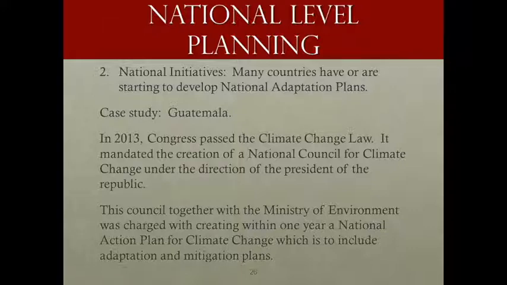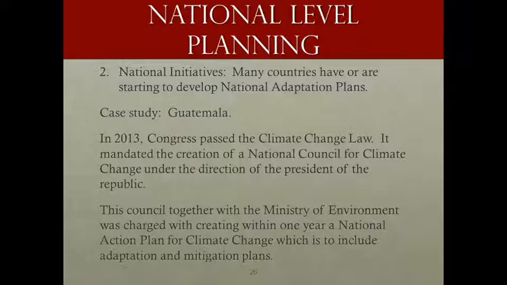And the law also mandates the country to create a national plan for climate change. And that national plan should include an adaptation plan and a mitigation plan. And so, at least for Guatemala, we have an internal law that mandates that we need to plan for adaptation. And so, how do we do it?